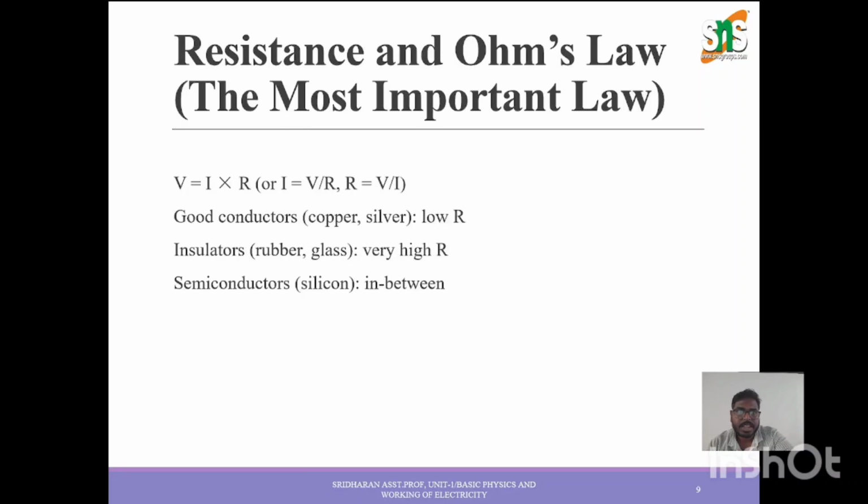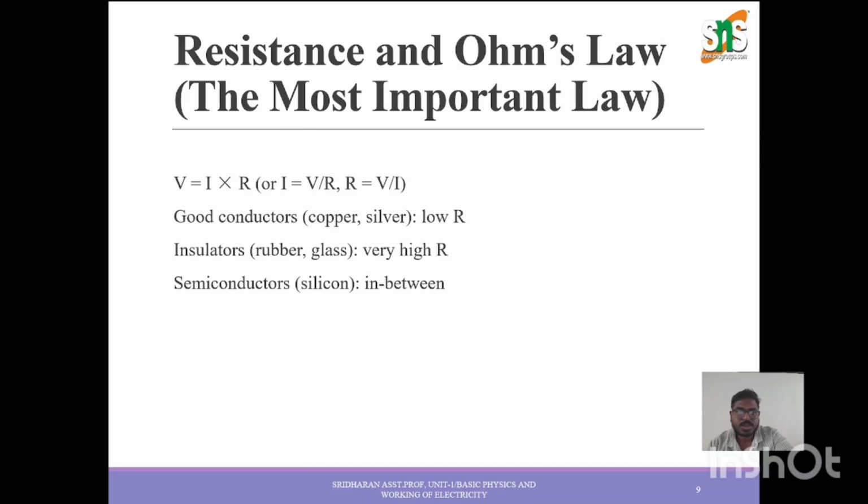Now we're going to see about resistance and Ohm's law, the most important law in physics: V is equal to I into R. Here V represents the voltage, I represents the current, and R represents the resistance. So good conductors have low resistance, whereas insulators have very high resistance. Good conductors are such as copper and silver, whereas insulators are rubber and glass.